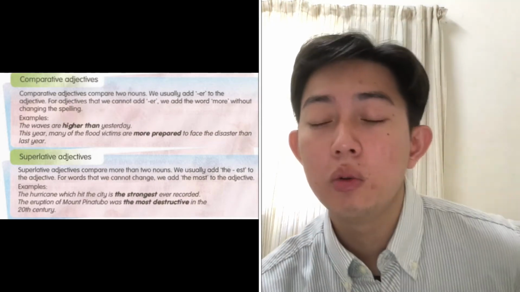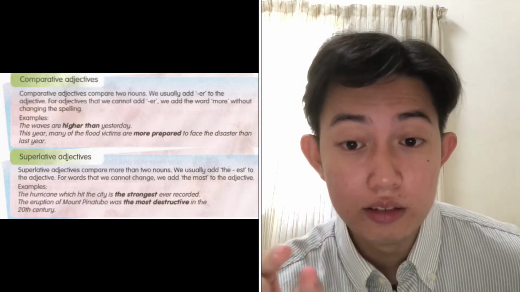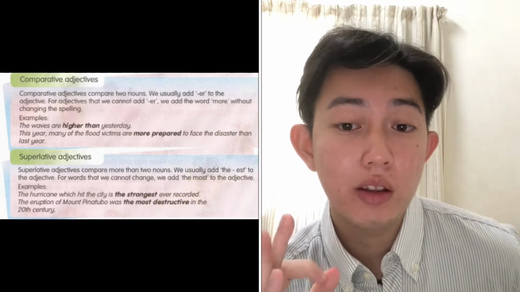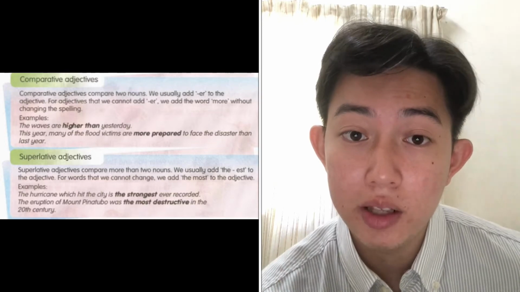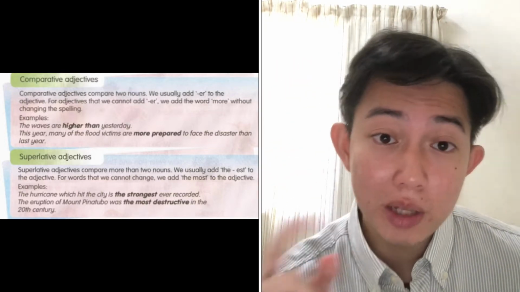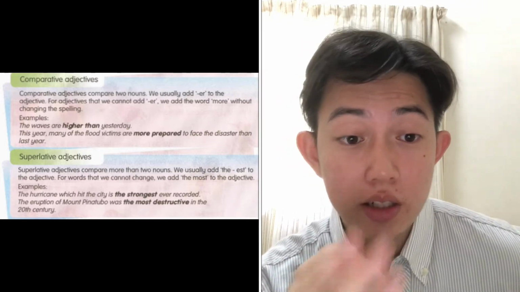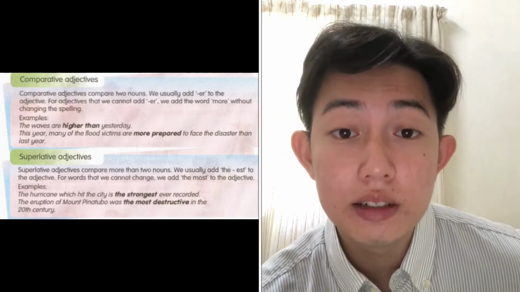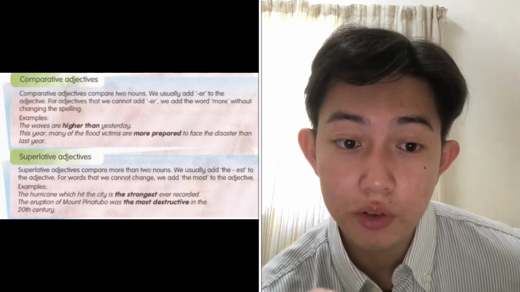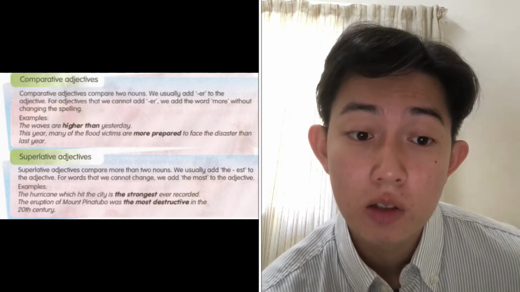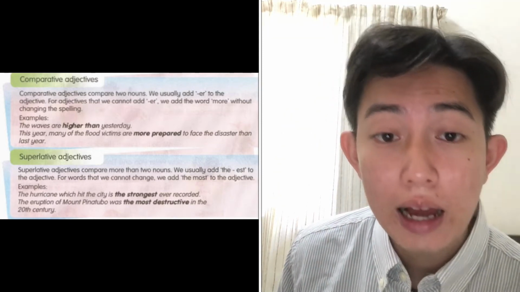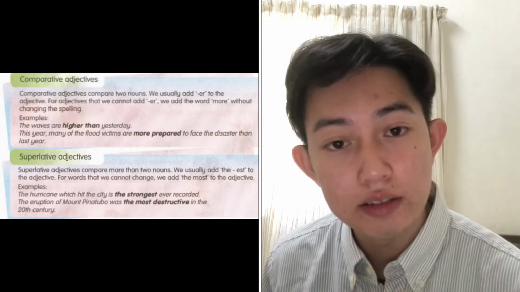So we usually add er to the adjective. For adjectives that we cannot add er to, we add the word more without changing the spelling. For example, as you see on the screen, the waves are higher than yesterday. The original, positive adjective of higher is high. So when you add er, it becomes a comparative adjective. High, er, higher.